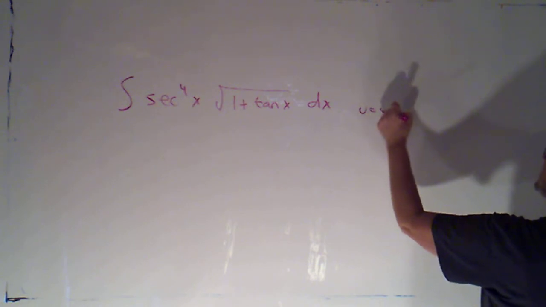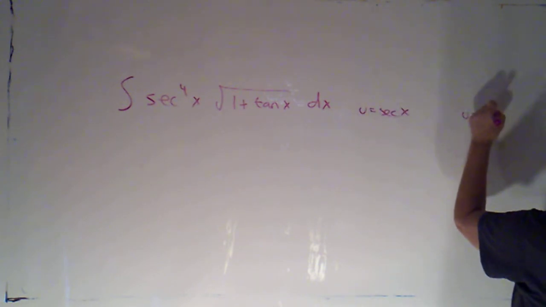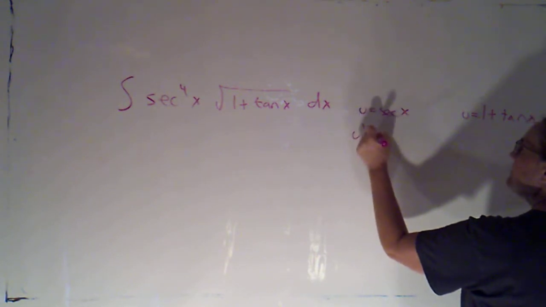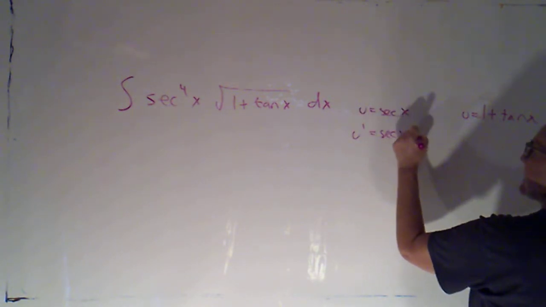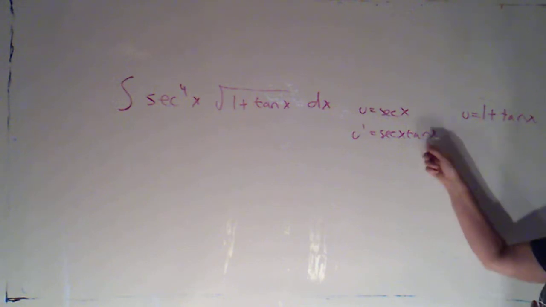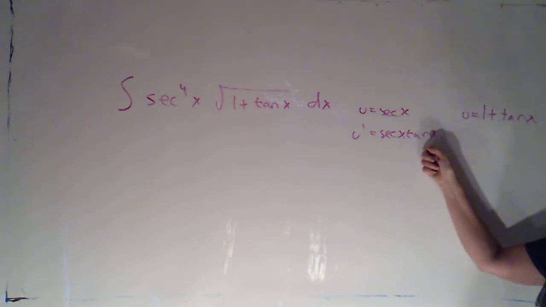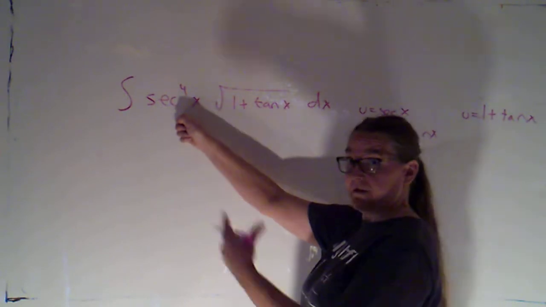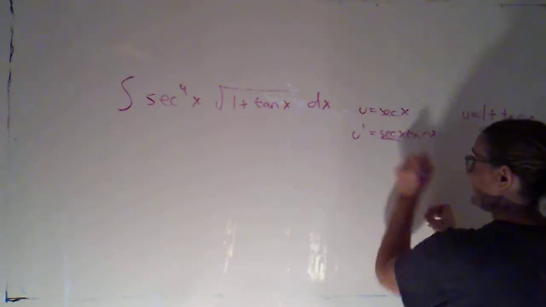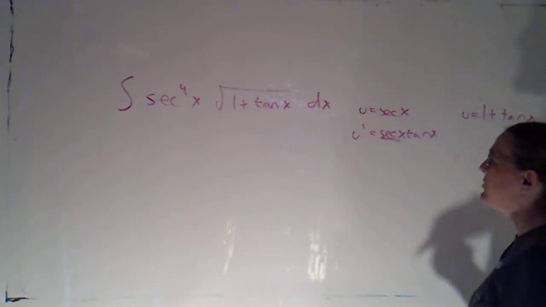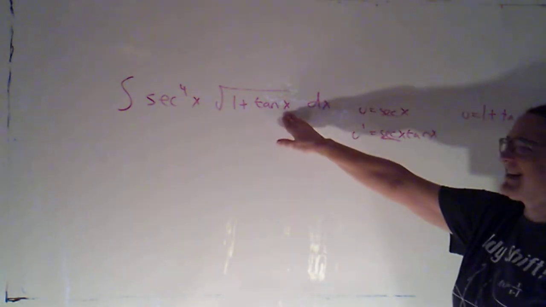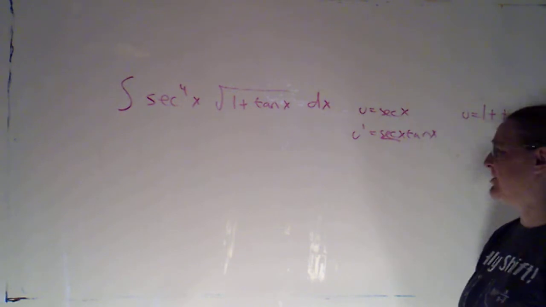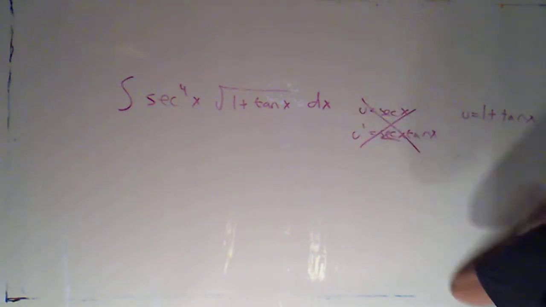If I tried u equals secant of x versus u equals 1 plus tangent of x, well here u prime would be secant of x times tangent of x. And I can see that's just not going to work, because while I could say this is 4 copies of secant, so that's 3 plus 1 that I need to set aside for the du, I don't have a tan x, because that's not just a tan x, that's tan x being added to 1 under the radical. So that doesn't look too promising.